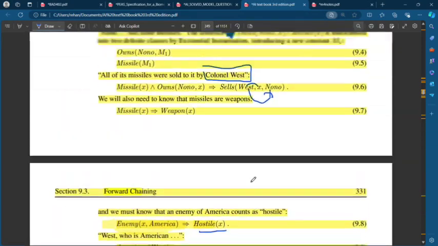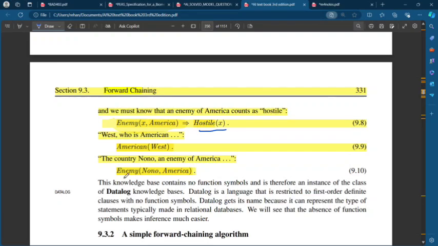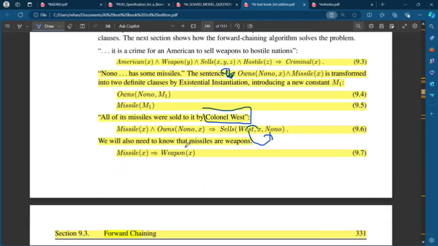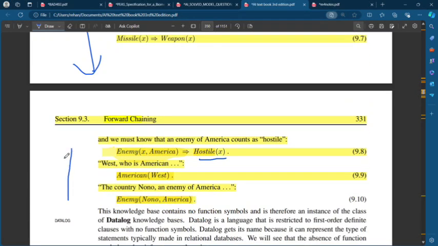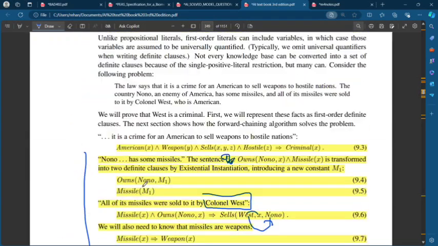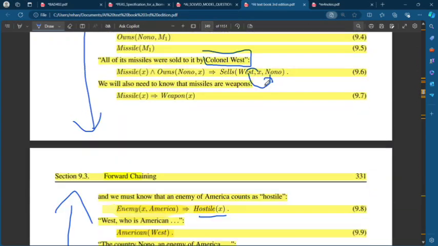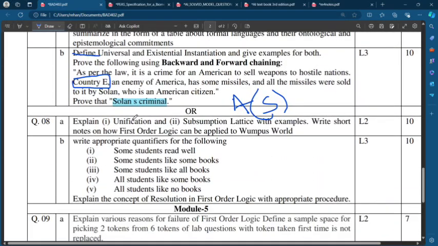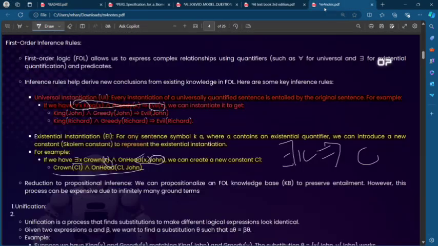So see here, one by one from the end I will be writing. First write this. If you learn this it is enough. If you are writing from this side, you have to write like this for forward chaining, and like this for backward chaining, and keep on proving one by one like this. Understood, right? That's all you have to know for forward and backward chaining. Nothing else is there. Then: explain unification and subsumption lattice with example.